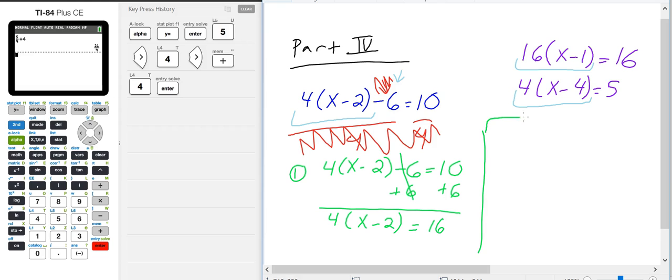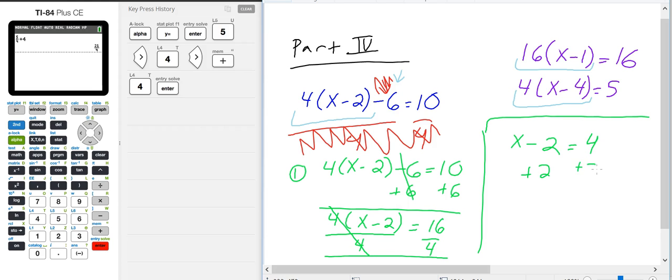Let's continue over here. Now we have 4 times x minus 2 is equal to 16. Now we can divide both sides by 4. Since we only have something in parentheses and something being multiplied by that parentheses, we can divide both sides by 4. X minus 2, because these two 4's cancel out, is equal to 16 over 4, which is 4. Add 2 to both sides, and x is equal to 6.